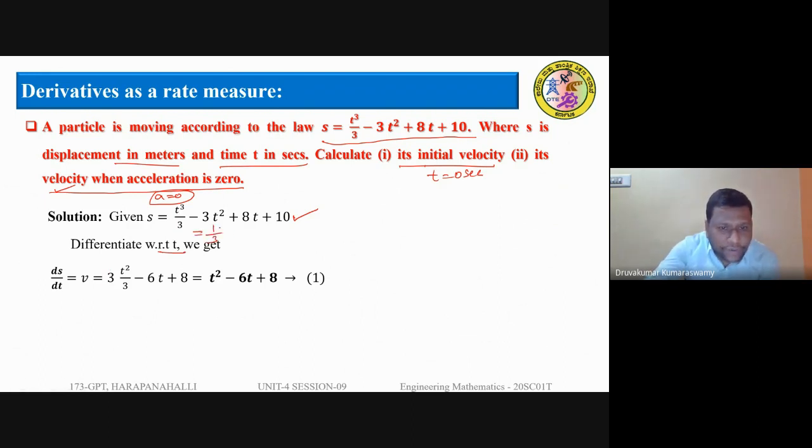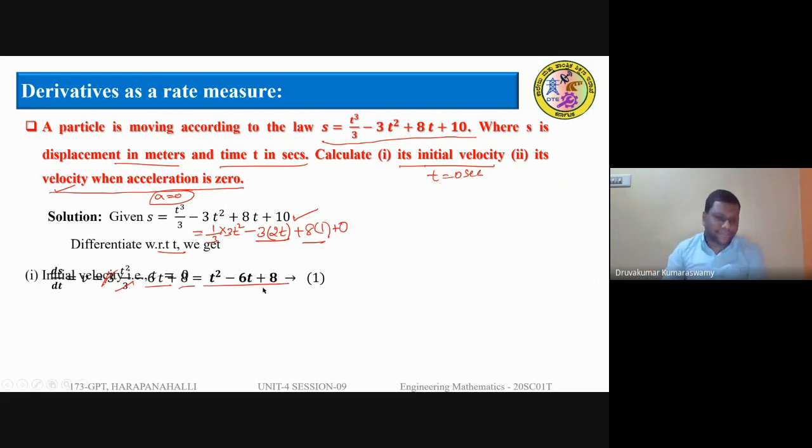What is the differentiation of t³? It is 3t², minus 3 into the differentiation of t², which is 2t, plus 8 into the differentiation of t, which is 1, plus the differentiation of 10, which is 0. So 3 into t²/3, minus 6t, plus 8 remains. The 3s cancel, and we get t² − 6t + 8.